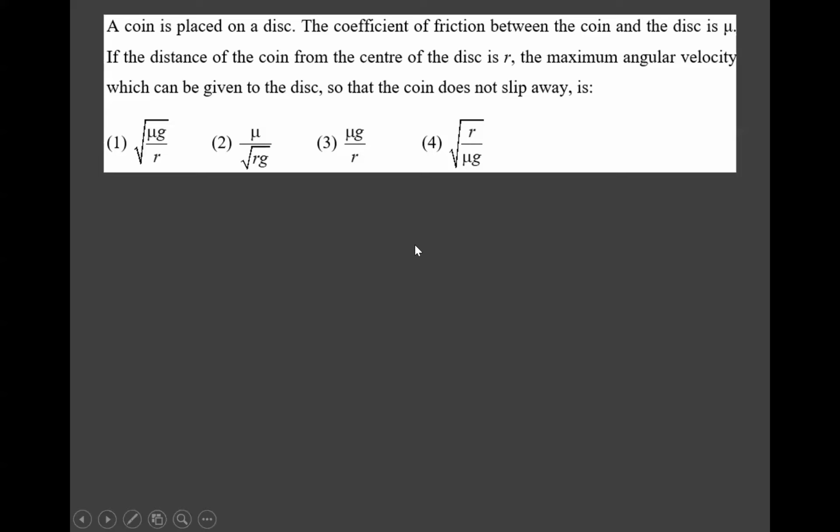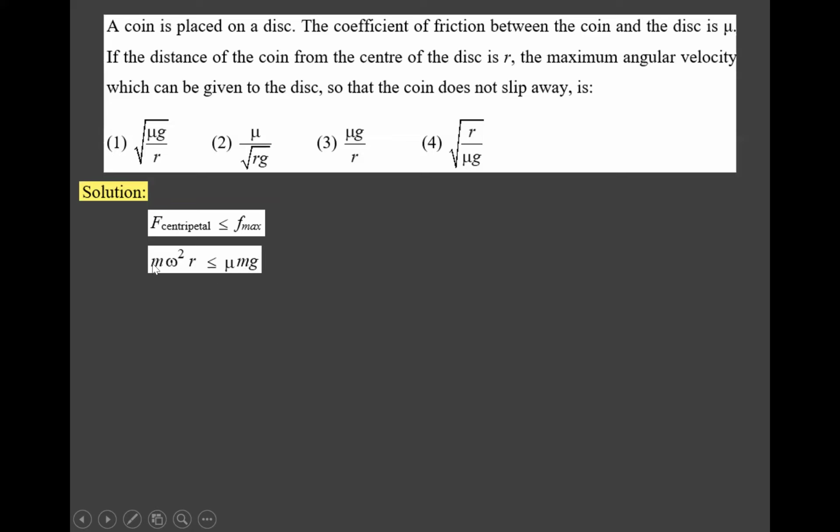It implies that F centripetal, the required centripetal force for the coin to sustain its motion and remain on the disc, should be less than or equal to F maximum. Now, centripetal force is m omega square r, where omega square r is the centripetal acceleration, into mass. So that should be less than or equal to mu mg, that is the maximum frictional force.